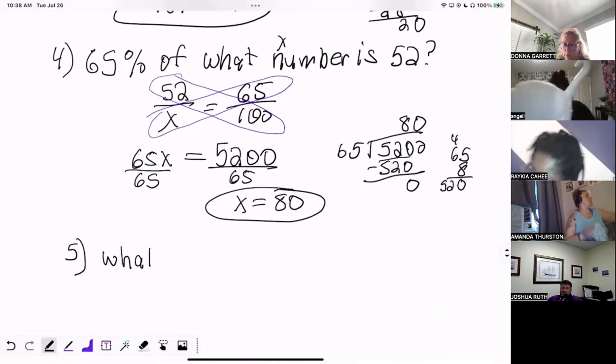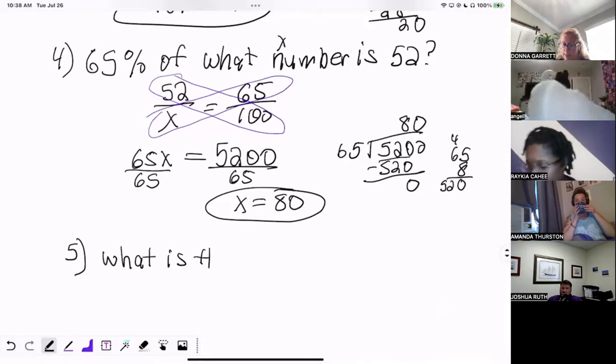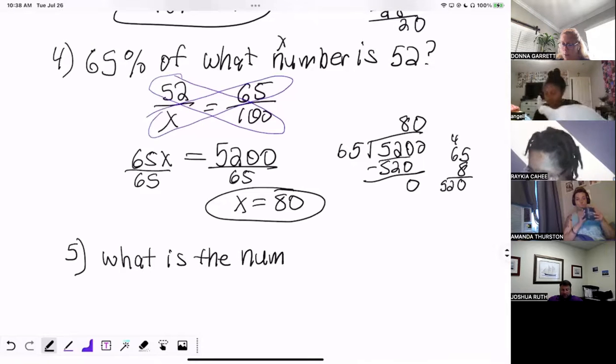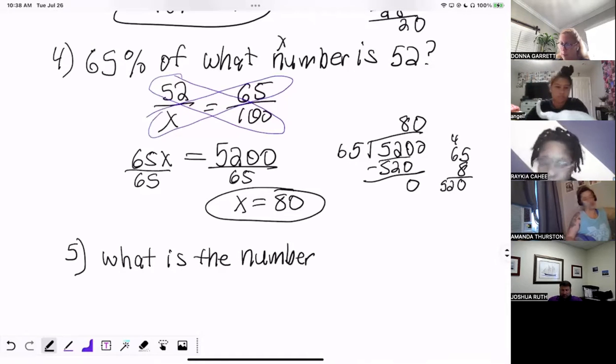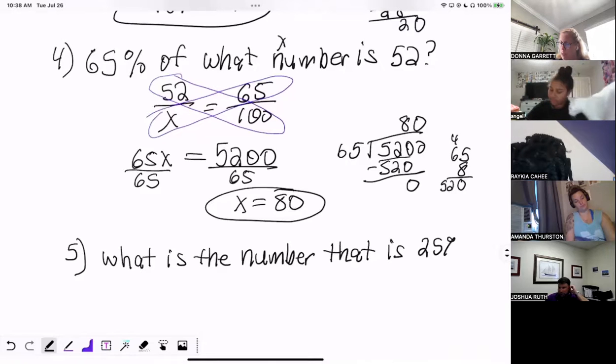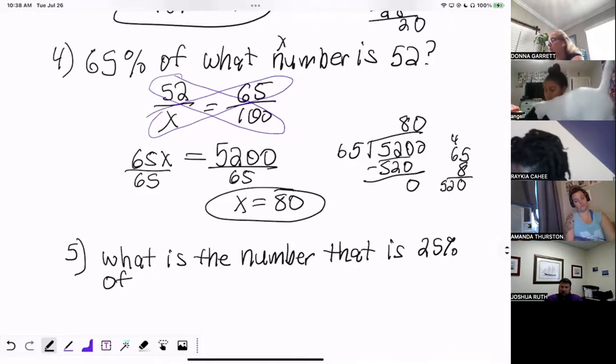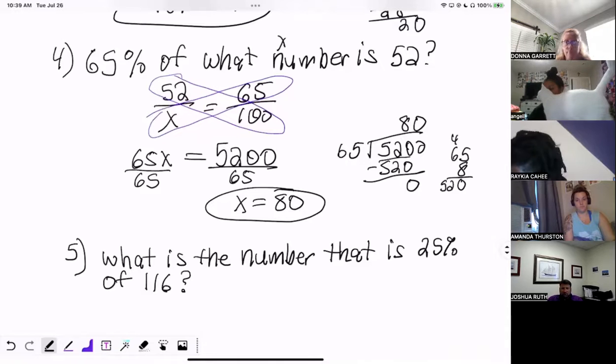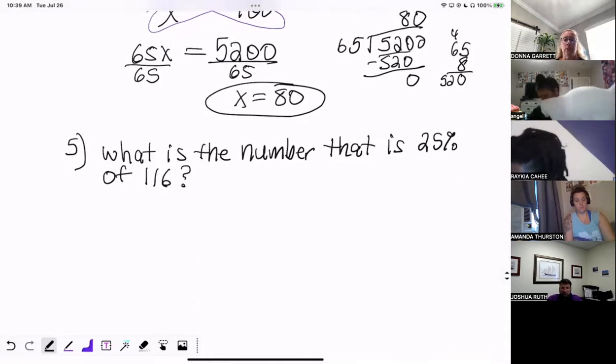And worded a little different. What is a number that is 25% of 116? Hey, try saying that one out before we do it.